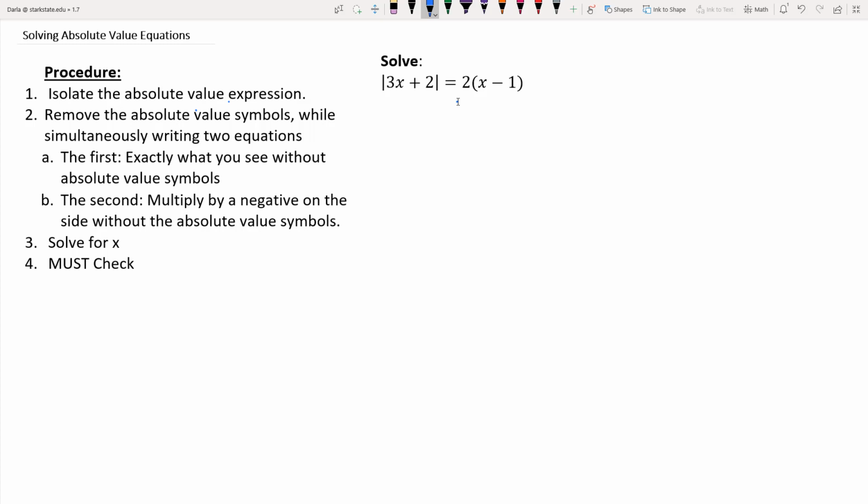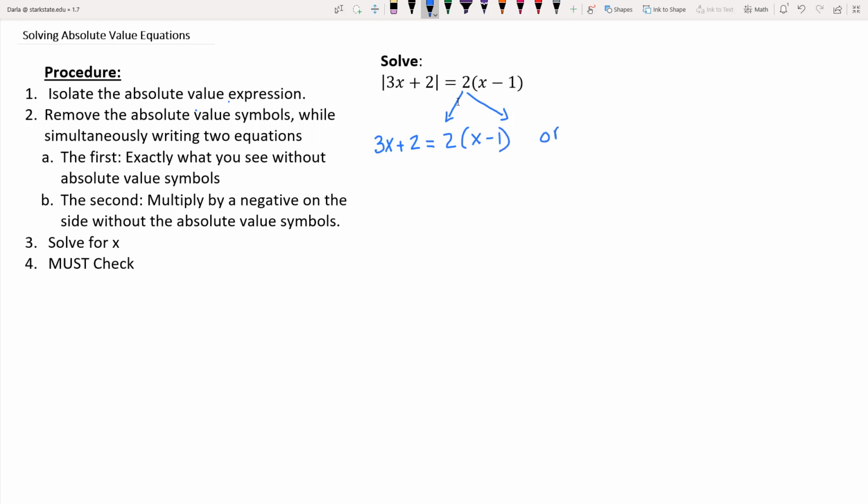But our absolute value expression is isolated all by itself on the left-hand side. So we can go ahead and move on to step 2, which says we could take our absolute value equation, once that expression is isolated, and split it into two equations. One of those equations is exactly what we see, but without the absolute value symbols. So that would be 3x plus 2 equals 2 times x minus 1.